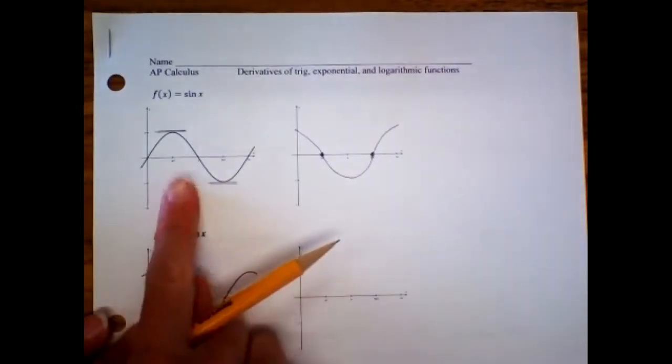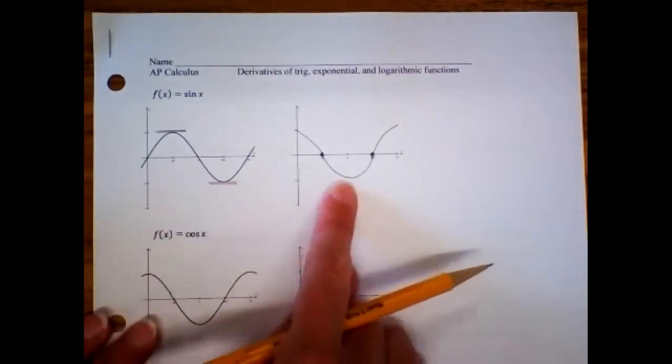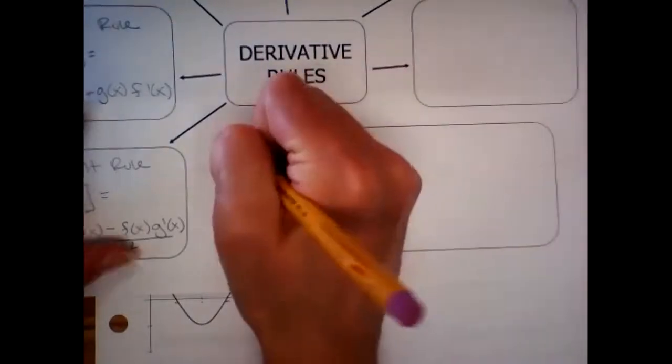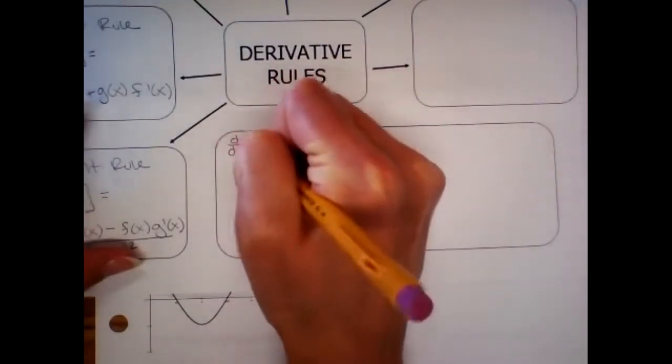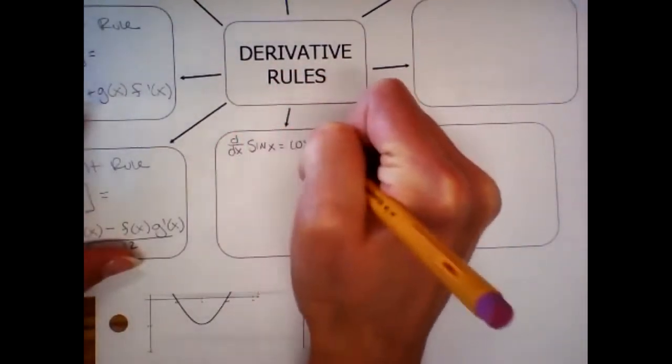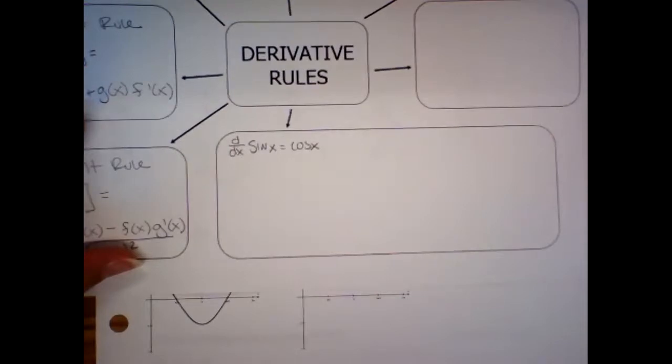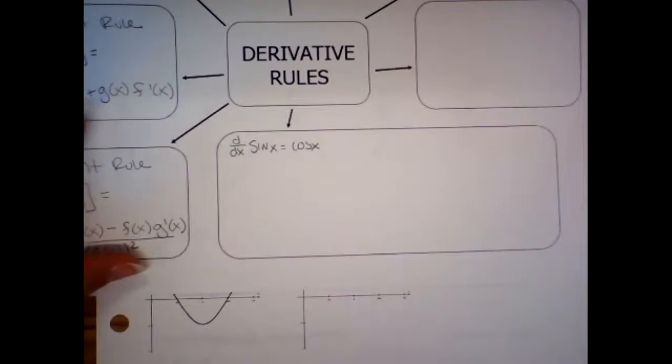So what that means is derivative of sine is what? What is this the graph of? Cosine. Derivative of sine is cosine. And if you want to go ahead and put that on your graphic organizer, derivative of sine is cosine. You're probably going to want to make some flashcards. I know everyone remembers that one, but the other ones I know are tougher.